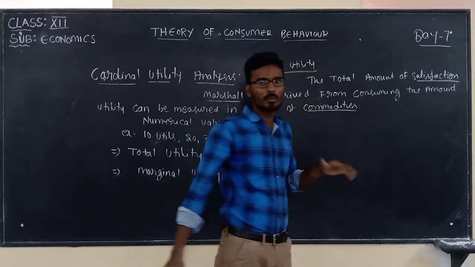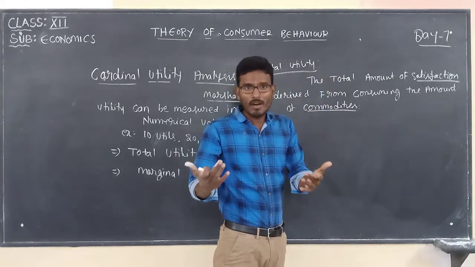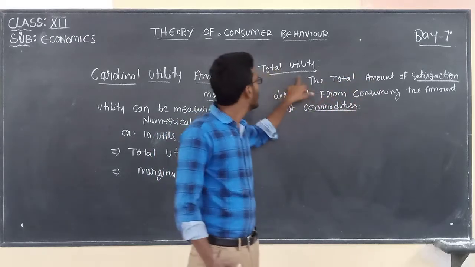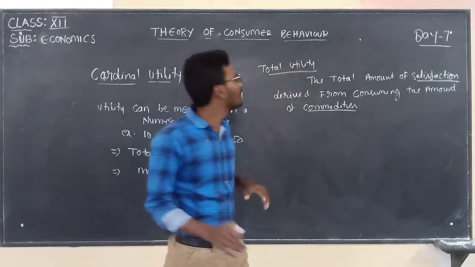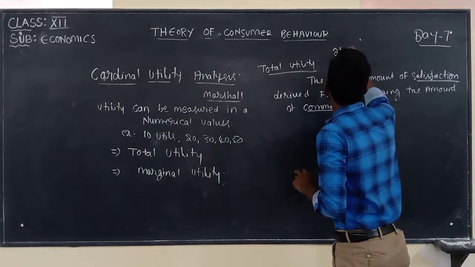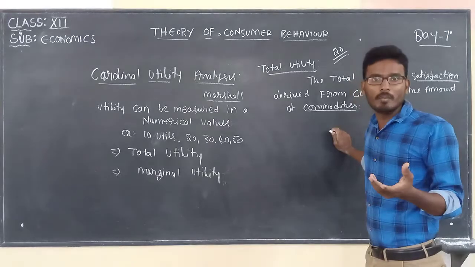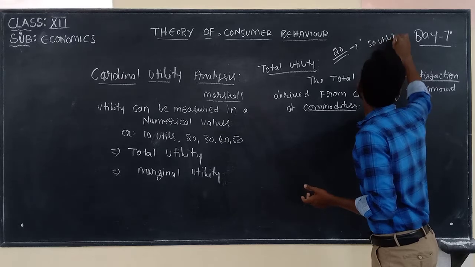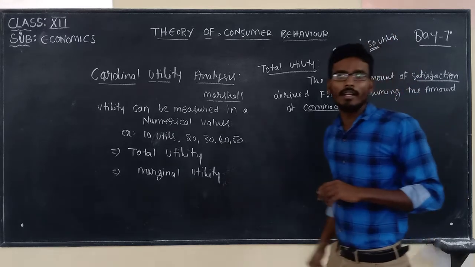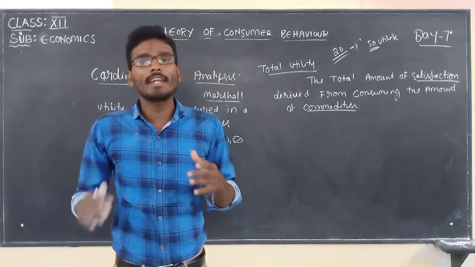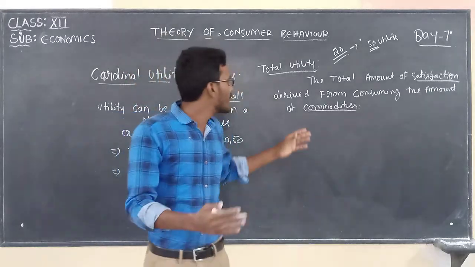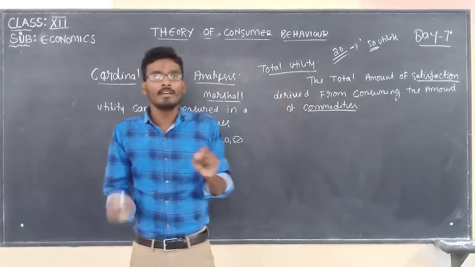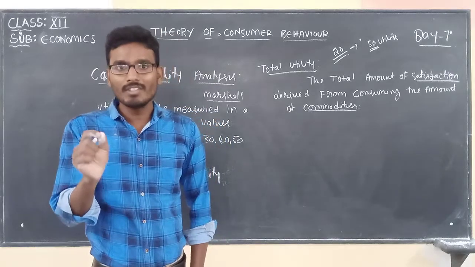Commodities means what here? Goods, products. So the total amount of satisfaction derived after consumption of the amount of commodities, that is known as total utility. Example, you consumed 20 products, 20 goods, 20 commodities. Through the 20 commodities, you got 50 utils. This is known as total utility. Very, very important. I hope you are clear with this definition.